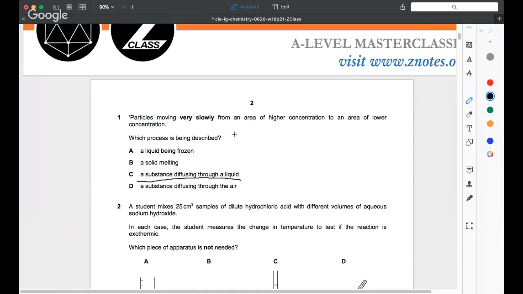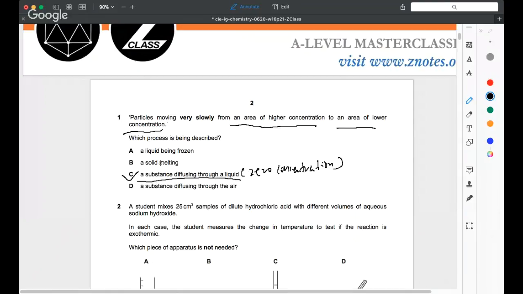Okay, so the process is going from an area of higher concentration to an area of low concentration. So the answer for this question will be C. So substance diffusing into a liquid, where a liquid has zero concentration of the substance, so a substance will diffuse into a liquid to make it concentrated.